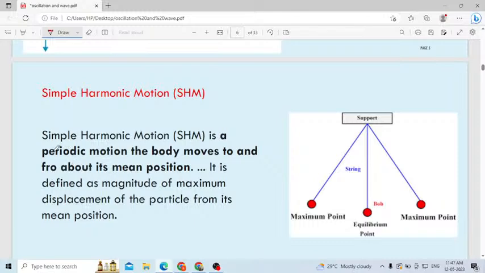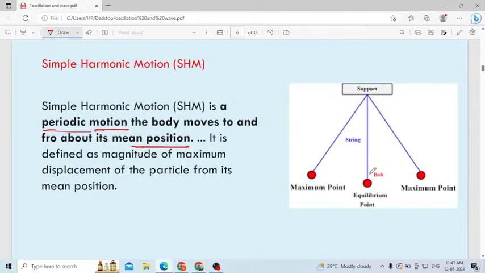A simple harmonic motion is a periodic motion. This is also one of the types of periodic motion. The body moves to and fro from its mean position. Here you can observe, this is the simple pendulum. This is the support, otherwise fixed point. This is the string. This is the bob. This is the equilibrium point, sometimes we consider it the mean point also. This is the maximum point. We also use the word extreme. Maximum point and extreme point, both words are the same.